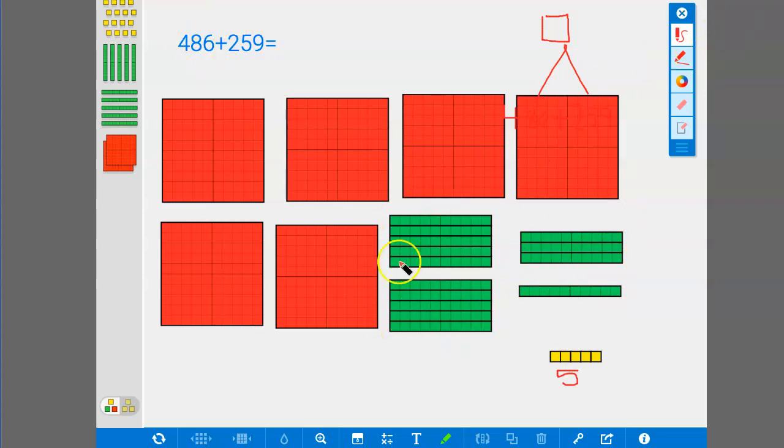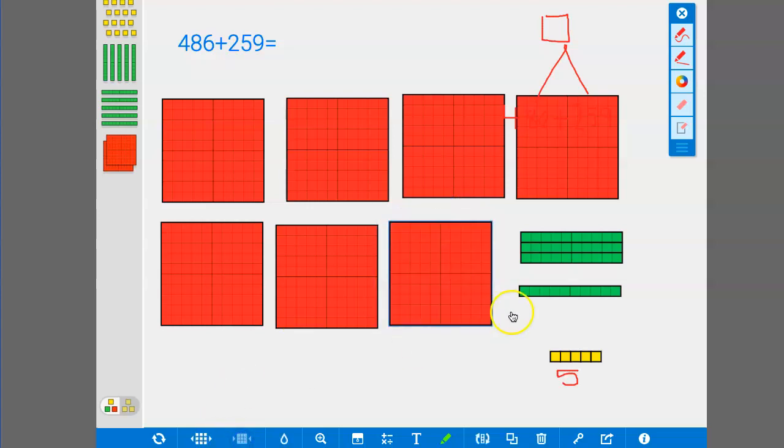So now we're going to count our tens. If you look at 8 tens plus 5 tens plus that one more 10, you'll notice that there is a group of 100 here. Do you see it? It's right here. 10, 20, 30, 40, 50, 60, 70, 80, 90, 100. Look at that. So 10 tens makes 100. And then how many tens are we left with? 10, 20, 30, 40. So now we have 40.